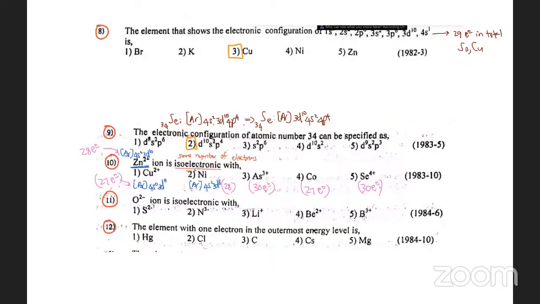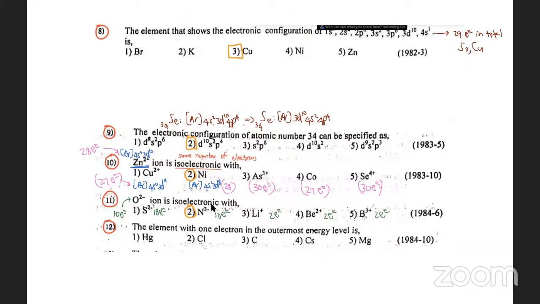Second one. Okay. Then O2 minus ion is isoelectronic with N3 minus, right? Let's compare that quickly. O2 minus has how many electrons, people? O2 minus has 10 electrons. S2 minus has 18 electrons. N3 minus has 10 electrons. Lithium plus has 2 electrons. Beryllium 2 plus and boron 2 plus, they all have just 2 electrons. Therefore, obviously N3 minus is the answer.